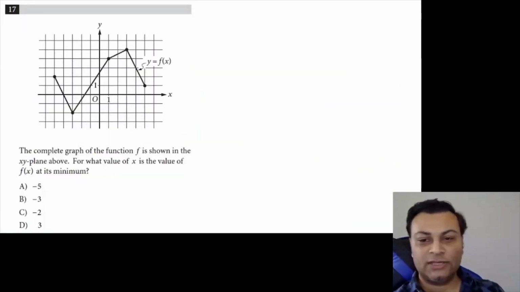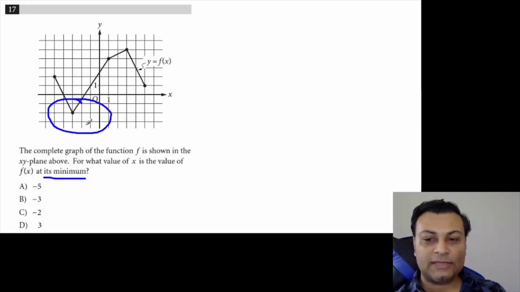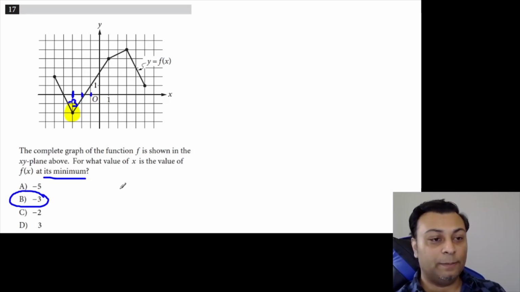Moving on to question 17. The complete graph of the function f is shown in the xy plane above. For what value of x is the value of f of x at its minimum? So we need the lowest point on the graph, the point with the least y-coordinate. That's over here. And they're asking us for the x-coordinate of this point. The x-coordinate of that point that I picked out. This point here. The x-coordinate is -1, -2, -3. The x-coordinate is -3, so the answer is B.